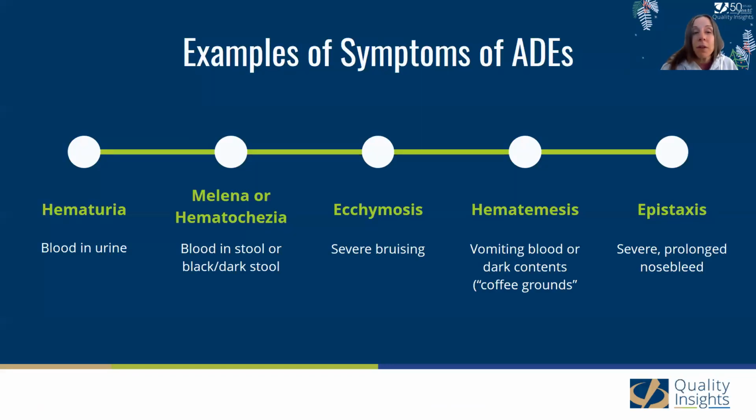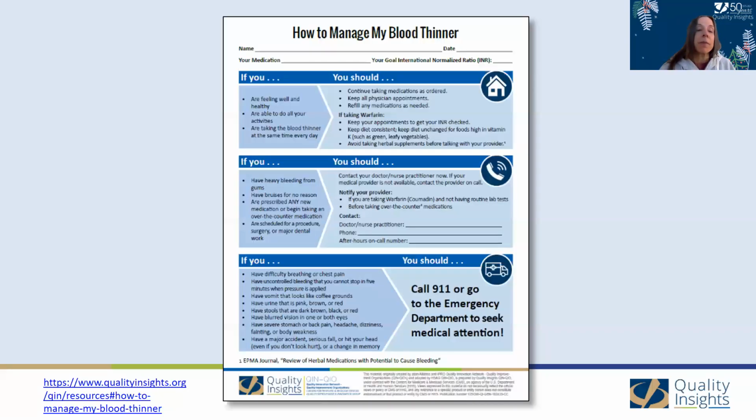Blood in the urine, blood in the stool, dark stool, severe bruising. You might have a patient who had a minor fall and they're bruised down half their body. So that is an ADE. Hematemesis, they're vomiting blood, or they have coffee grounds emesis. Severe prolonged nose bleeding. Nose bleeding is fairly common with individuals who are taking anticoagulants, but severe prolonged epistaxis is a big problem.